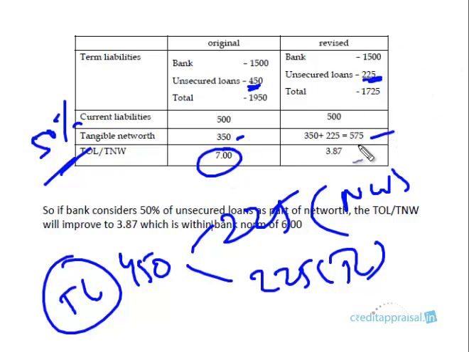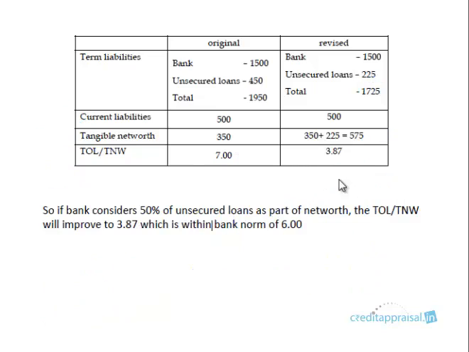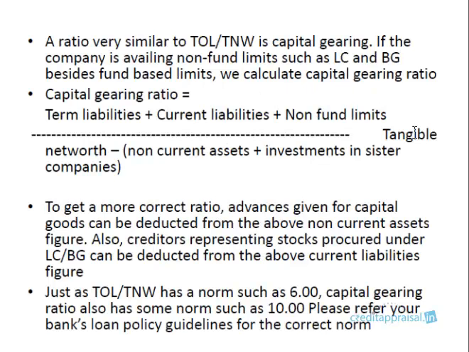So if you do the calculation, you'll get a TOL by TNW of 3.87. This is now as per the bank norm. So this financing pattern the bank can accept, because it is below its norm of 5:1. So these sorts of calculations you need to be thorough with.